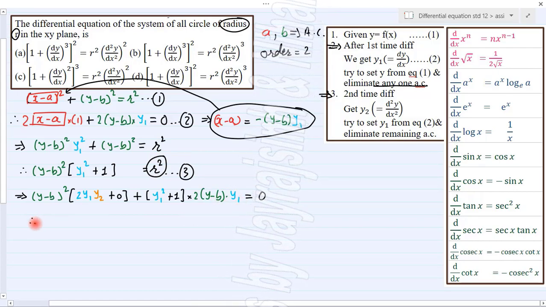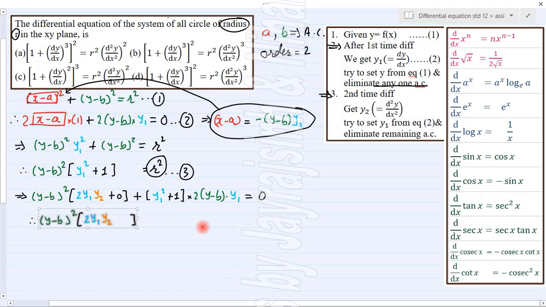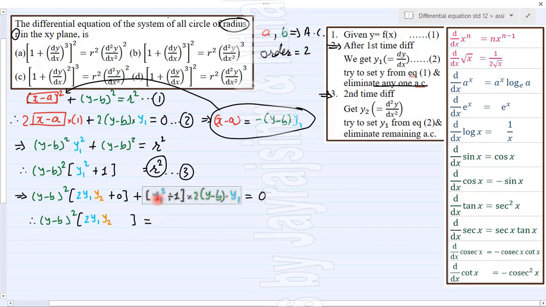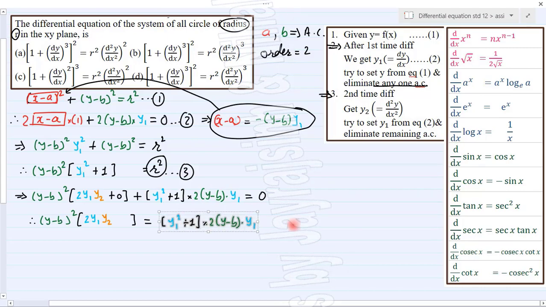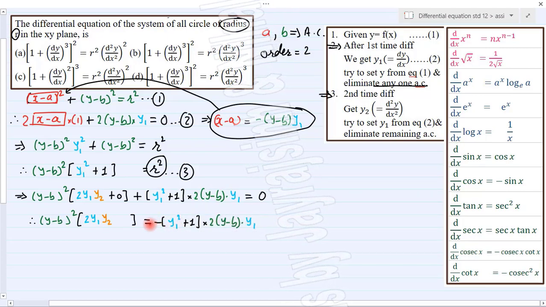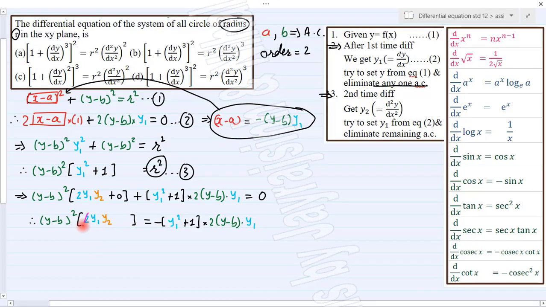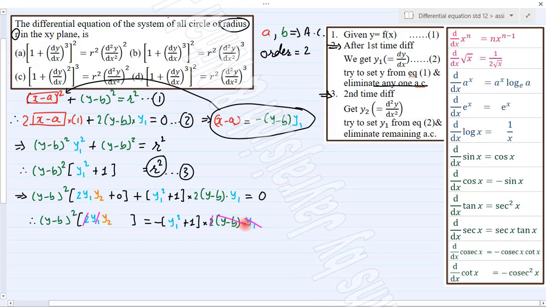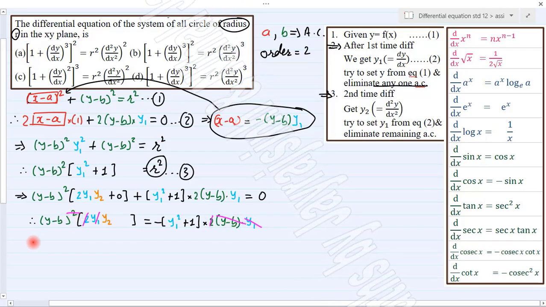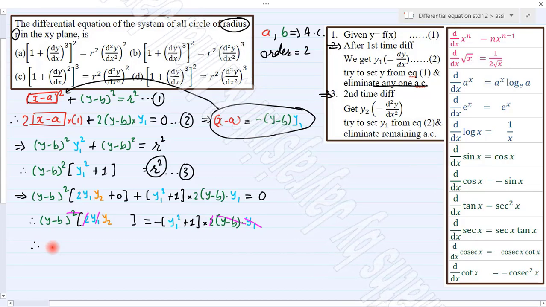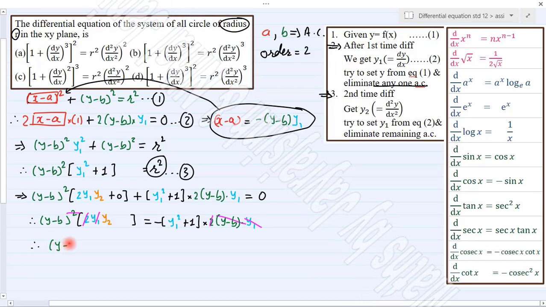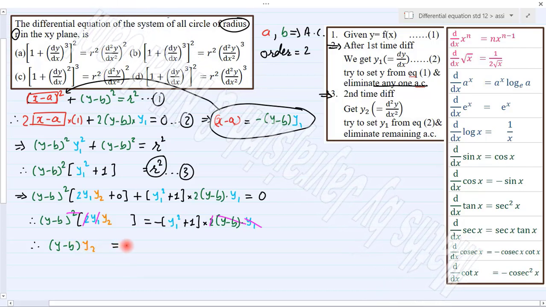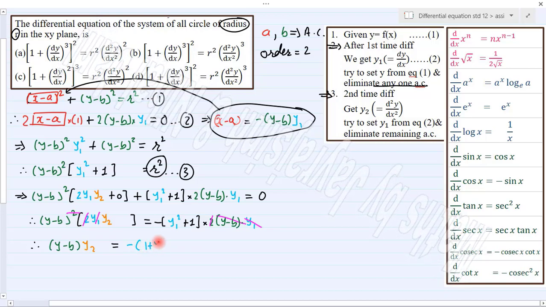Now let's further simplify. Your first term will remain as it is on the left hand side, and let's move our second term to the right hand side, so it will become negative. Now here 2 and y1 can be cancelled out, and one power of (y minus b) will also cancel out because y is not equal to b. So here we'll get (y minus b) into y2, and on the right hand side the only remaining term is minus of (1 plus y1 square).